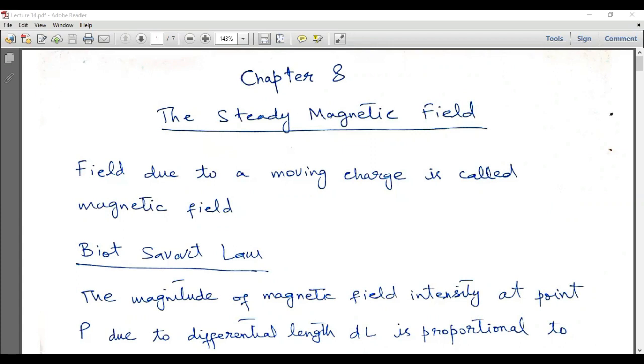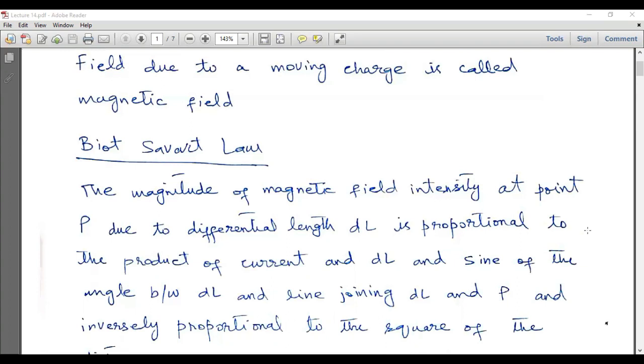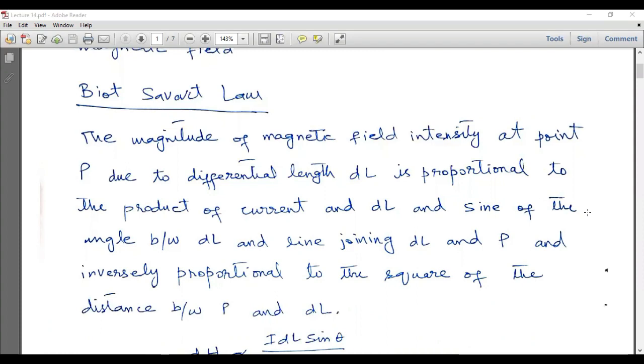The magnetic field can be defined as the field due to a moving charge, and the fundamental law in electrodynamics is Biot-Savart's law. Biot-Savart's law can be stated as: the magnitude of magnetic field intensity at point P due to a differential length dl is proportional to the product of current and dl and sine of the angle between dl and a line joining dl and P. And the magnitude of magnetic field intensity is inversely proportional to the square of the distance between P and dl.